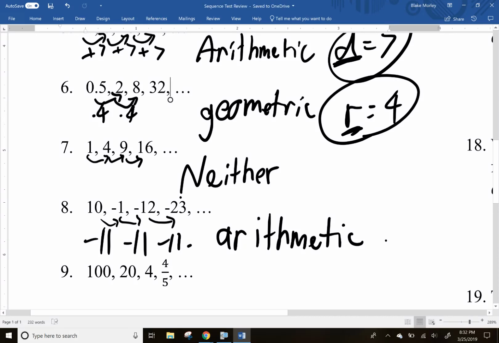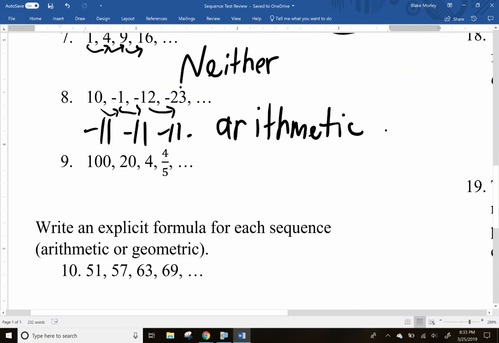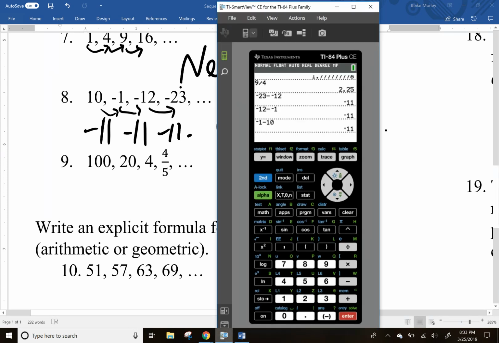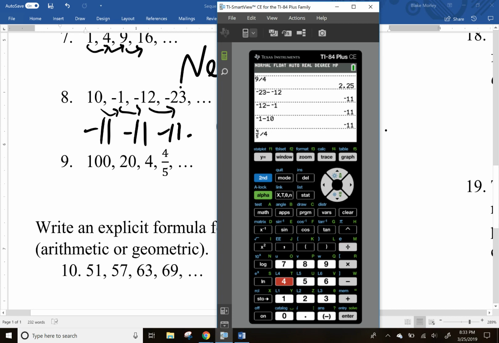And lastly, number 9. So it doesn't look, just by the look of it, it doesn't really look arithmetic, because we get that fraction out of nowhere. So I'm going to test geometric first. So I'm going to take my alpha y equals to type in this fraction, 4 over 5, and then divide it by its previous term. So I'm testing geometric. I'm going to divide these all backwards just to see what the value is. So 4/5 divided by 4 is 1/5.